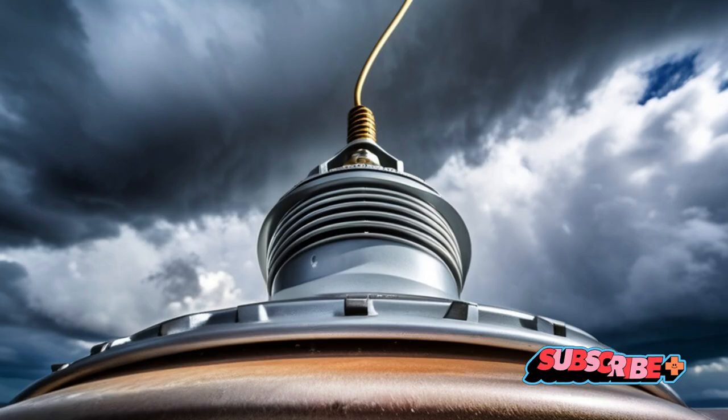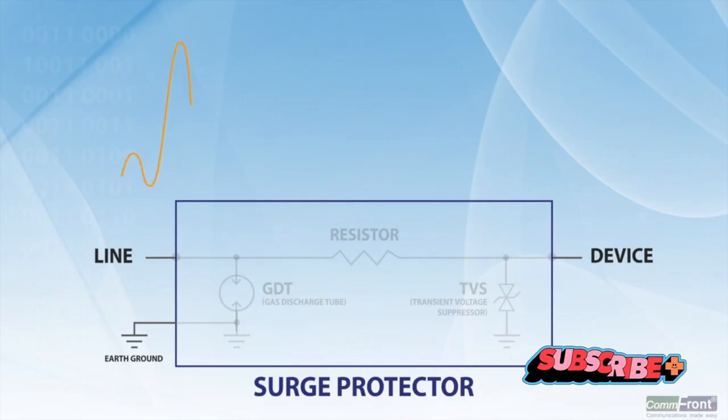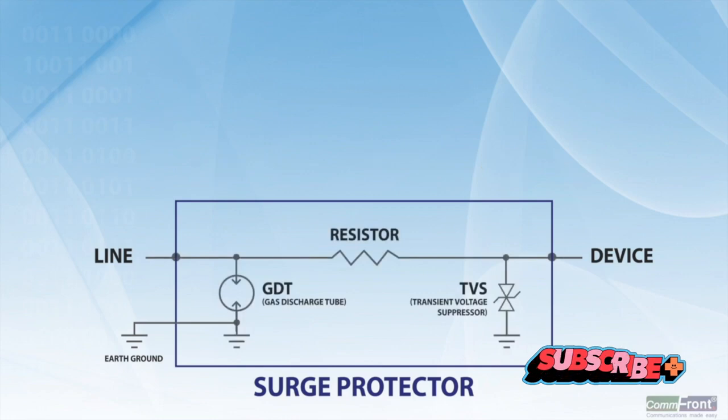Surge arrestors act like a gatekeeper, monitoring the voltage flowing through the system. When a surge occurs, the arrestor springs into action, diverting the excess voltage safely into the ground and away from the sensitive components of the system. In doing so, they prevent damage to equipment and ensure the smooth operation of our electrical infrastructure.